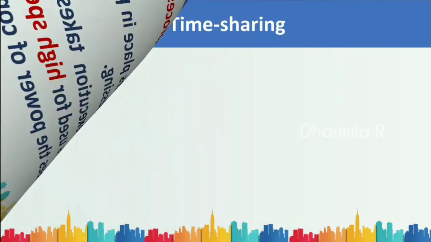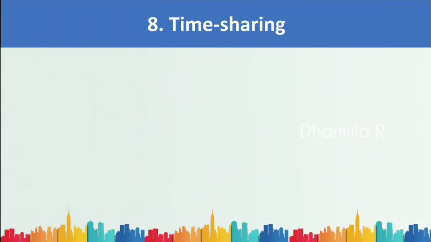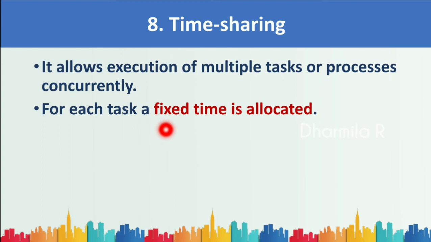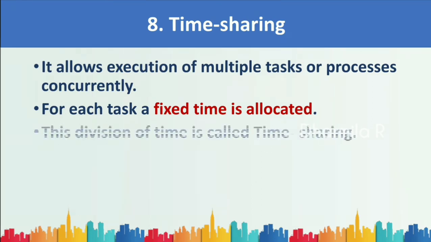And the next feature of operating system is time sharing. Time sharing allows execution of multiple tasks or processes concurrently. For each task, a fixed time is allocated. Based on the time, each process should work. And this division of time is called time sharing.